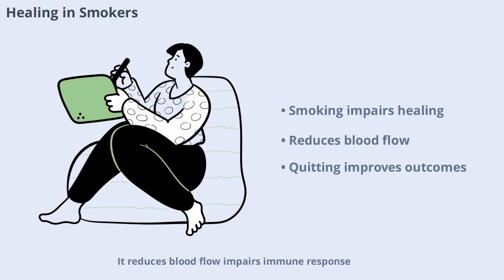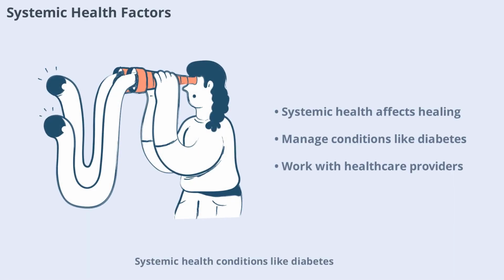Smoking can negatively affect healing after periodontal therapy. It reduces blood flow, impairs immune response, and increases the risk of complications. Patients who smoke should be encouraged to quit for the best healing outcomes. Systemic health conditions like diabetes can also impact periodontal healing. Managing these conditions and working closely with healthcare providers helps ensure the best possible results after therapy.